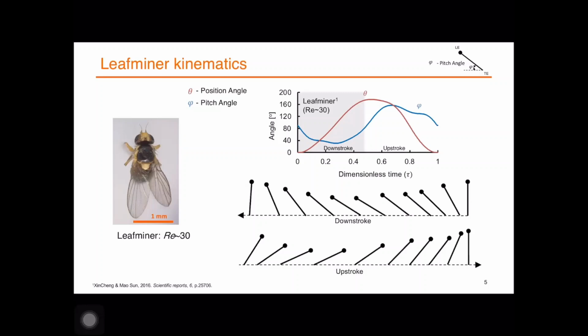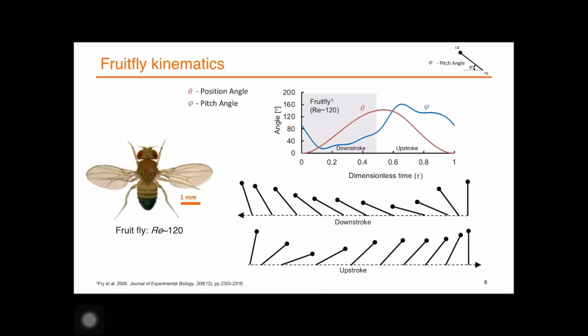Here, we present the wing kinematics for Leafminers. Similar to thrips kinematics, Leafminer kinematics have the wings flap at high angles of attack but with more symmetrical up and down strokes. Here we present the wing kinematics for Fruitfly. The downstroke of Fruitfly kinematics looks more or less similar to thrips kinematics. However, their upstroke looks similar to Leafminer kinematics with a smaller pitch rate than Leafminers.